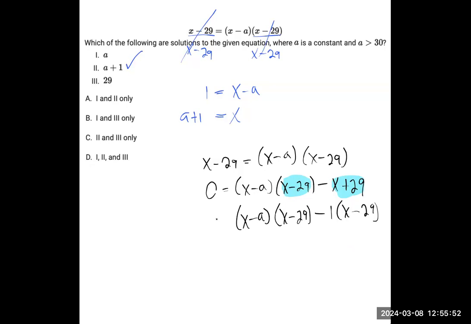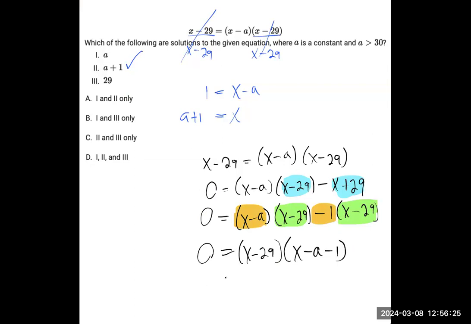So now we've got that minus 1 factored out, and we should take out x minus 29 because that's a common factor among both of the terms, because this term had an x minus 29 and this one did. And so when you take out a common factor, you have to look at what's left. And what's left is x minus a minus 1. So let's just write it like that, x minus a minus 1.